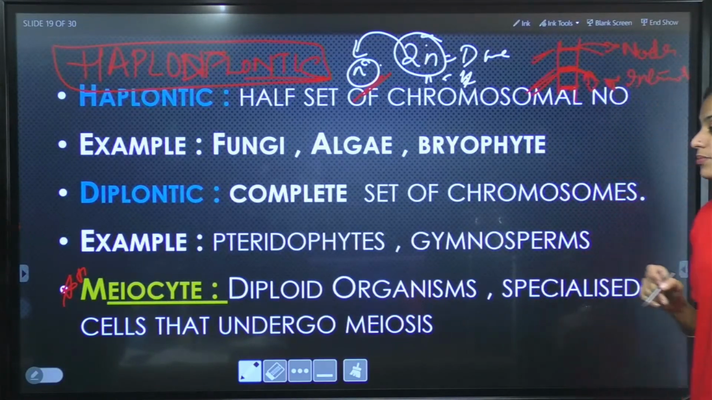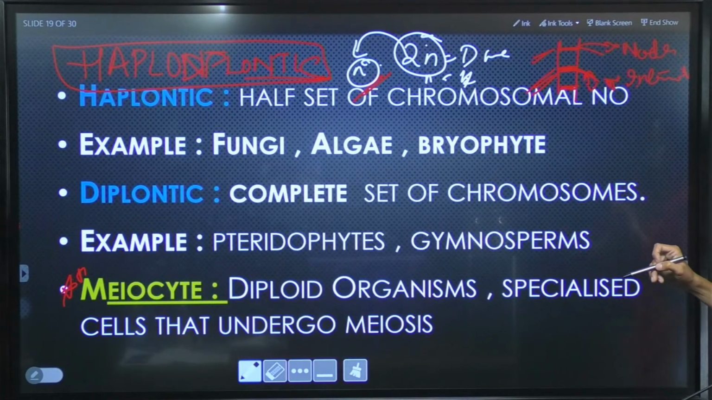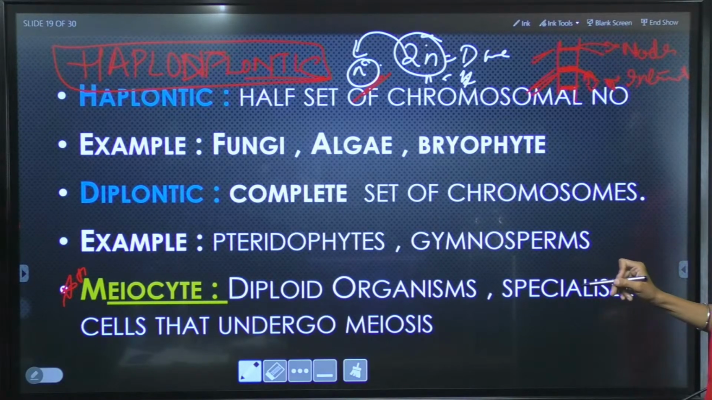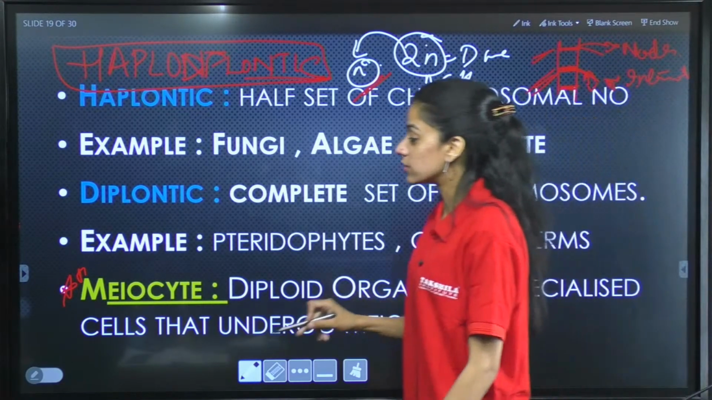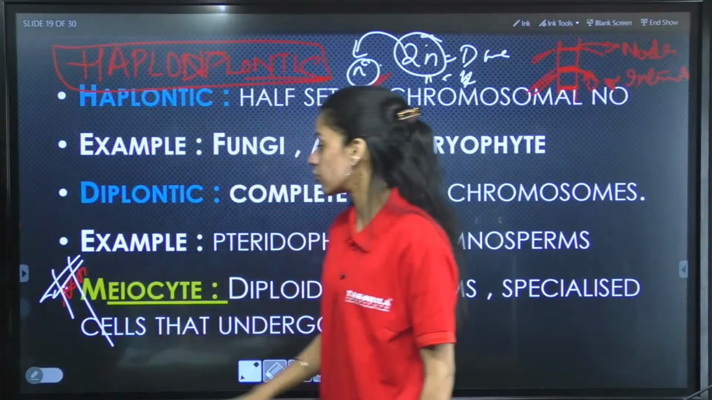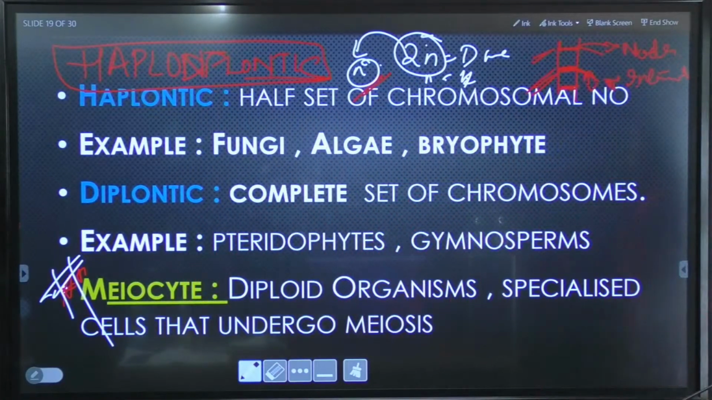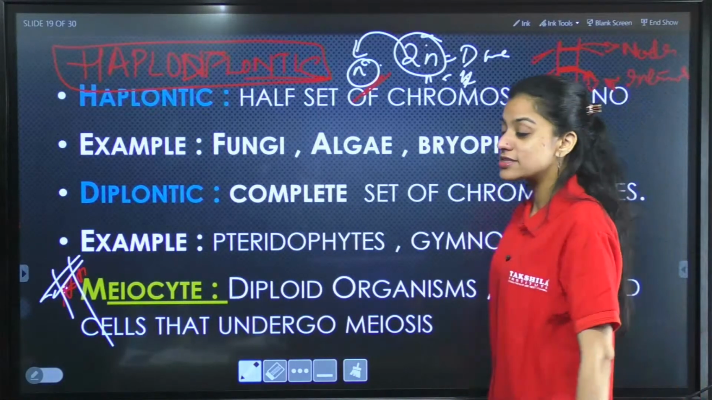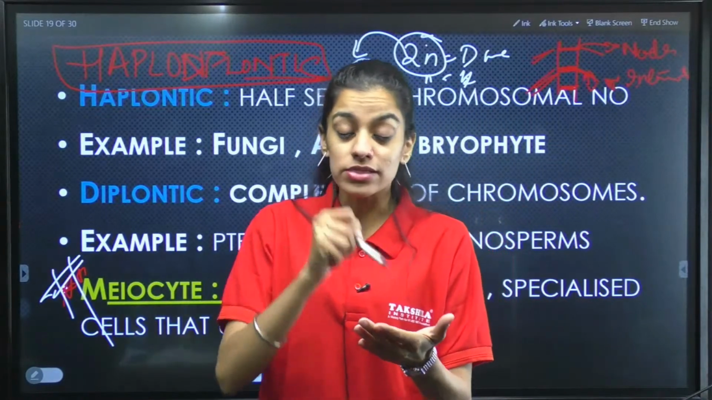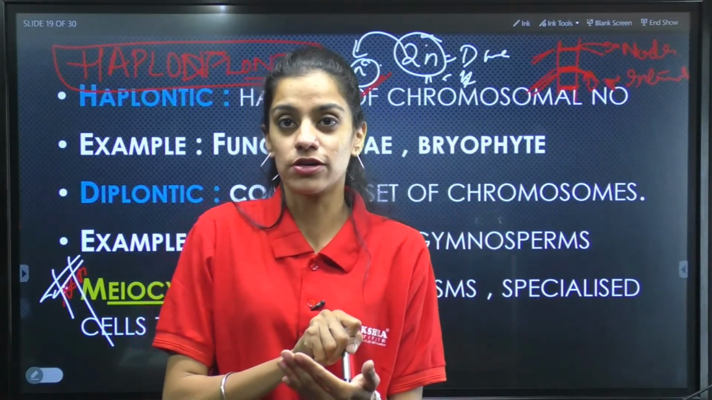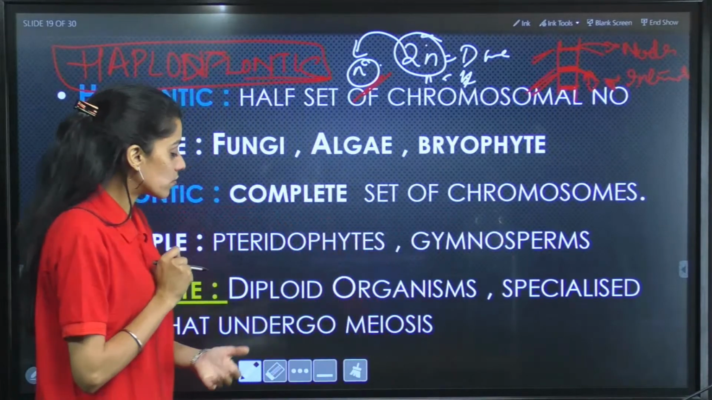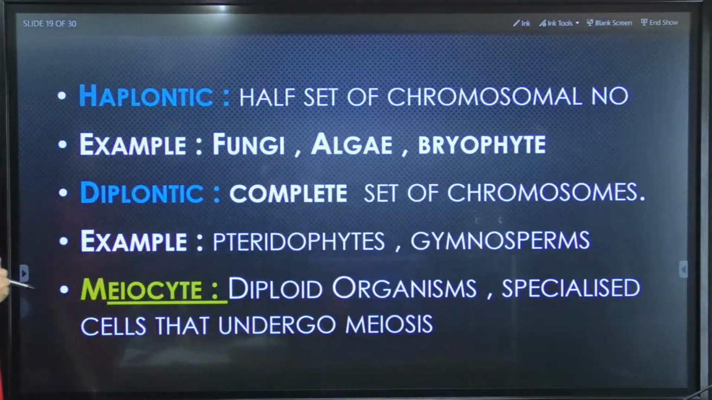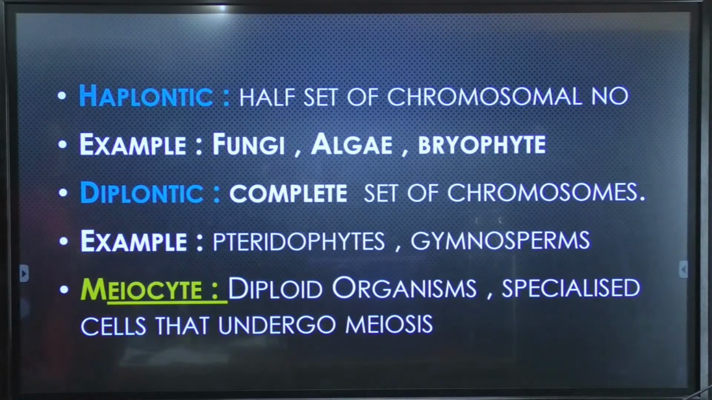So that is the meiocyte. The meiocyte is a diploid cell inside the diploid organism. This question is very much asked in your exam, what a meiocyte is, and they can give you marks related to it. So it is the diploid organism having the specialized cells that will undergo meiotic division. Are you guys getting it?